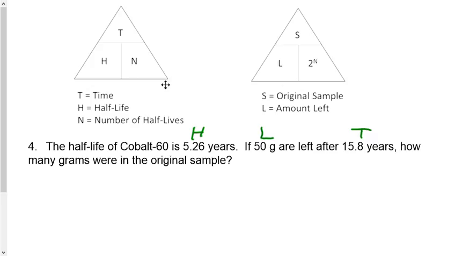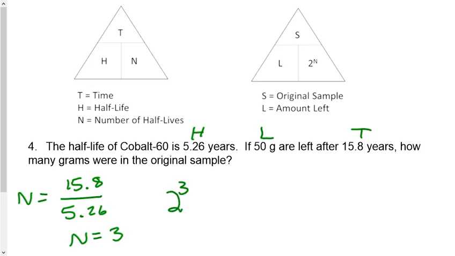Well, once again, N connects the two triangles together because I need to find N to place it into the 2 to the nth there. So I cover over N again. It tells me take time divided by half-life. Okay, so my N this time is going to equal 15.8 divided by 5.26. So N this time is equal to 3. So then I'm going to use my connection, 2 to the nth. So I'm going to say 2 to the third. Now I know that's 2 times 2 times 2, which is 8.